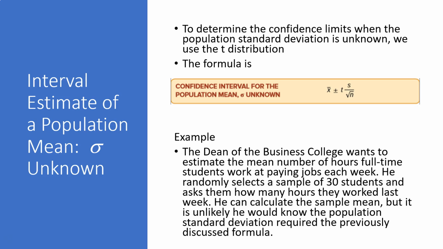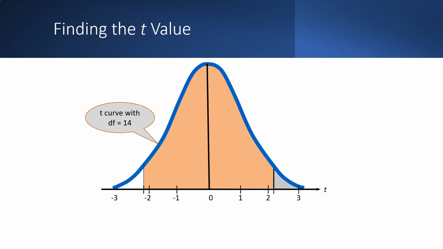The t-distribution allows us to use the sample standard deviation to estimate our population standard deviation when our population standard deviation is not known. So here we're going to look at the t-value. We're going to start with degrees of freedom equaling 14, and we're going to start with a 95% confidence interval.